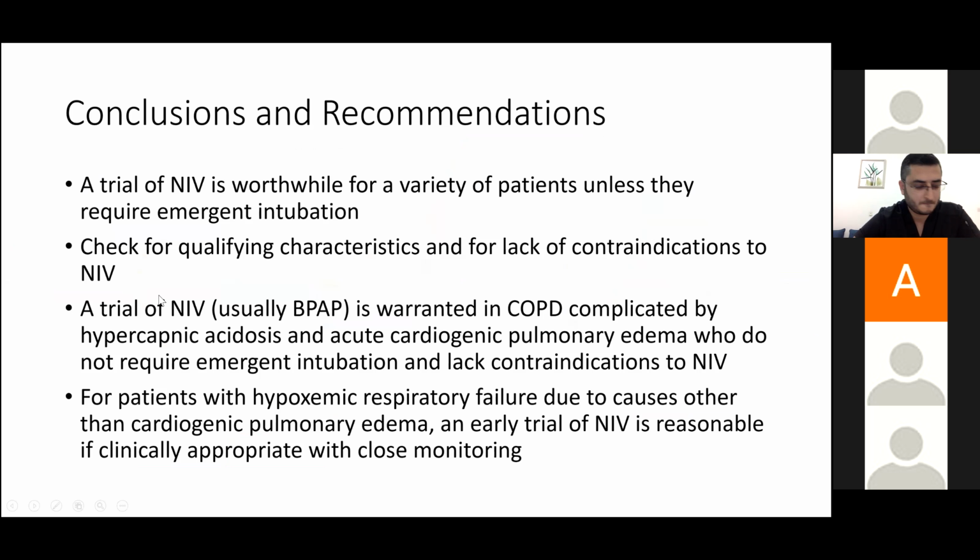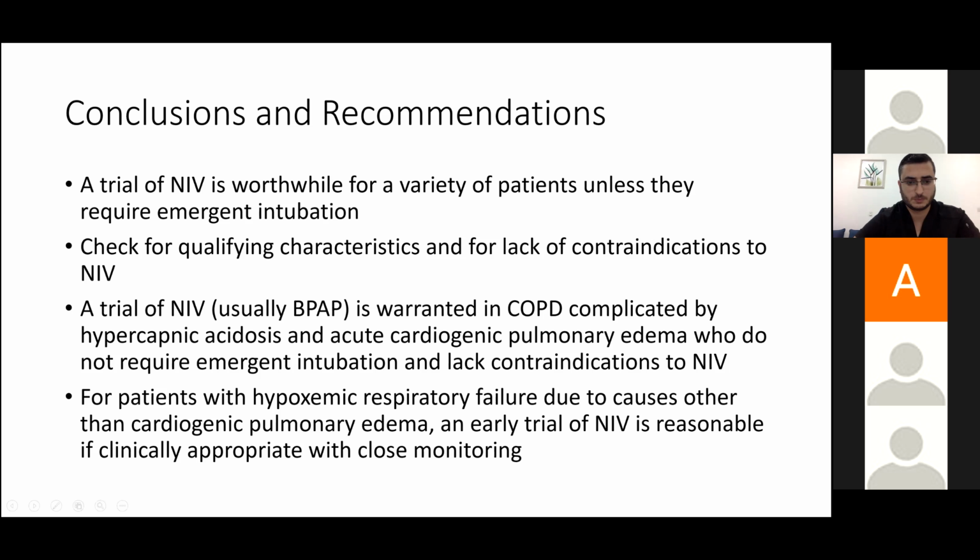So in conclusion, a trial of NIV is worthwhile for many patients. We have 2 really well-identified reasons, which are COPD exacerbation with CO2 retention and acute pulmonary edema. These 2 indications are very clear. Other indications, you can try it. However, they need good monitoring to make sure that they are responding or not.